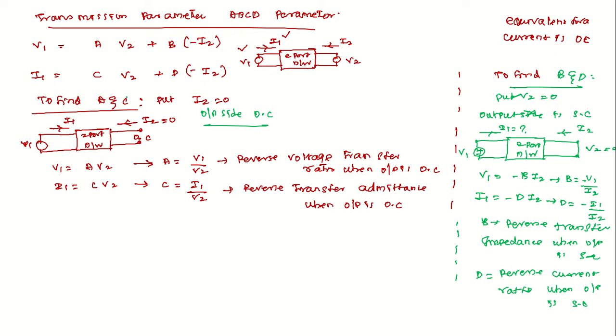As for ABCD, the guiding equations are: V1 and I1 are the findings, and the independent variables are V2 and I2. Since the input is current I1, the output current is in the opposite direction, so only the negation symbol is in front of I2.